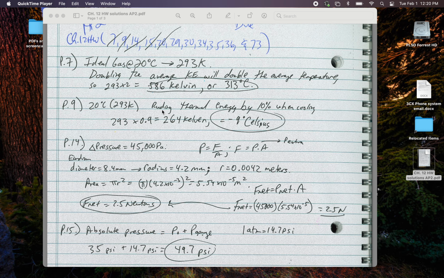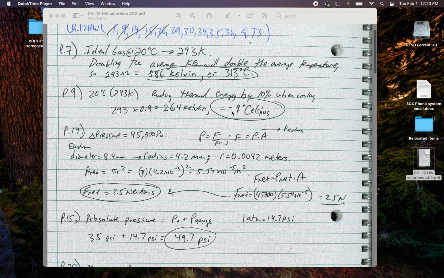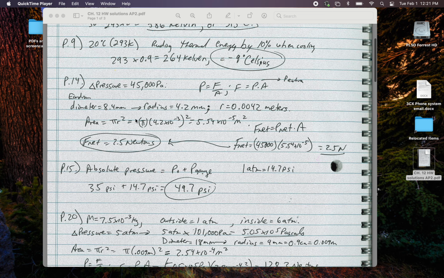If we reduce, this looks like a rooting. It should be reducing thermal energy by 10% when cooling. So we would take this initial temperature, multiply it by 0.9, so that's a 10% reduction. That gets me my new temperature of 264 Kelvin, negative 9 Celsius.